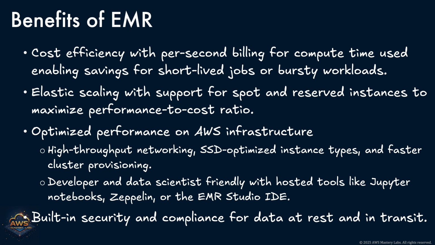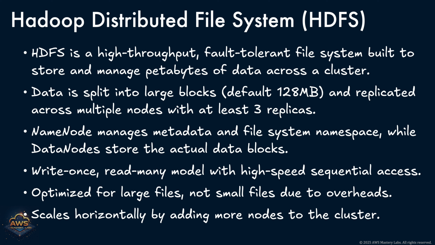The Hadoop Distributed File System, or HDFS, is the backbone of data storage in the Hadoop ecosystem. It's designed specifically to store and manage massive volumes of data across a distributed cluster of commodity servers. At its core, HDFS follows a write once, read many access model. This makes it highly efficient for large-scale batch processing, exactly the kind of workloads you'd find in analytics, reporting, or data transformation pipelines.